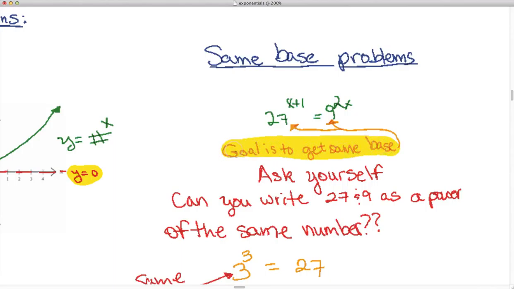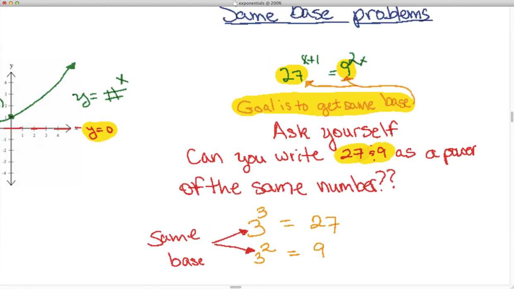So what you've got to do is ask yourself, can you write these two numbers right here as some number raised to a different power? It has to be different because they're not the same number, right? So 27 and 9, do they share a common base? In this case they do. 3 to the third power is 27 and 3 to the second power is 9.